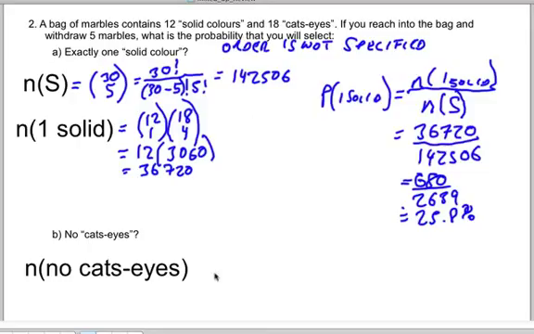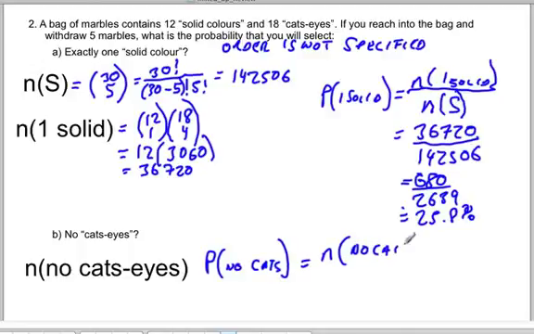So next, we are asked to calculate the probability that we draw 5 marbles out of the bag and that we get no cat's eyes. In other words, that all 5 are solid color. So the probability that we get no cat's eyes is equal to the number of ways we can draw no cat's eyes divided by the number of ways we can draw 5 marbles out of a bag of 30.